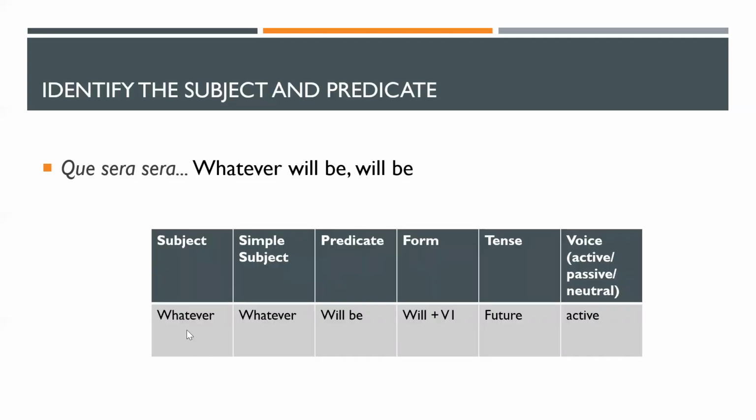So the subject is "whatever." The simple subject is also "whatever" because the subject is only one, right? The next one is predicate. So we have "will be" as the predicate. Why? Because "will" must be followed by a verb one. Because you have here "will," so the tense is future, right? Okay, because we have here verb one as the ending of the predicate, so the voice is active, right?